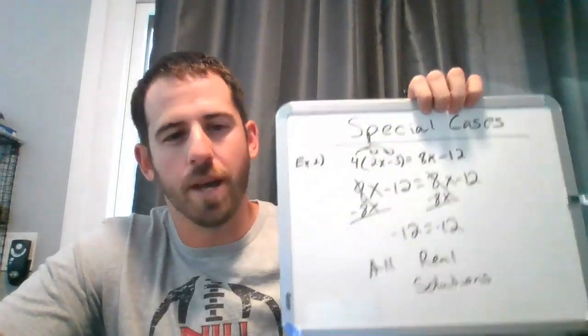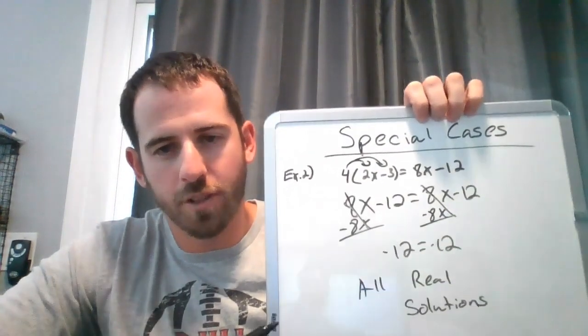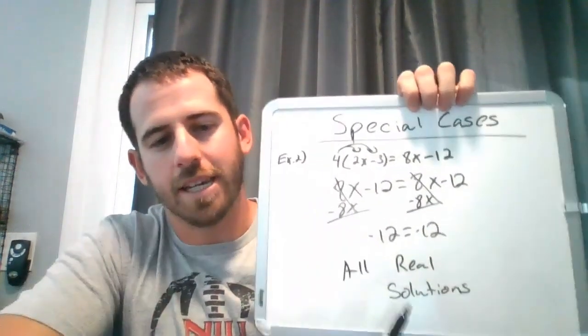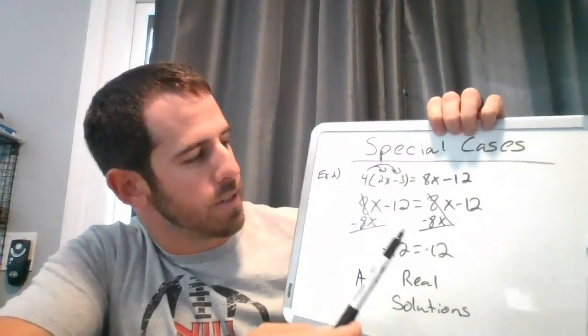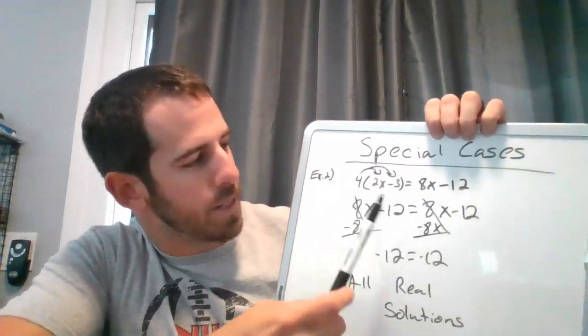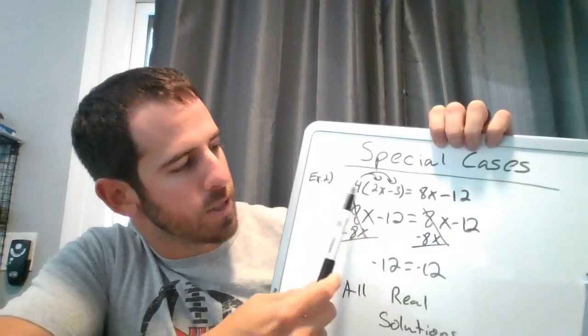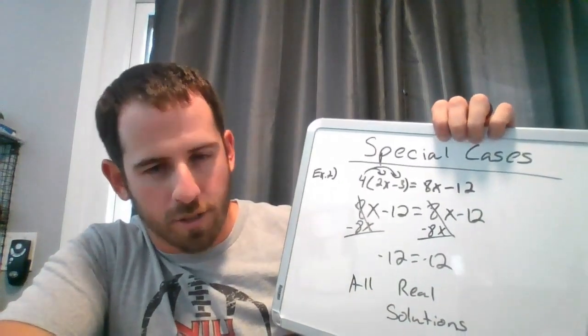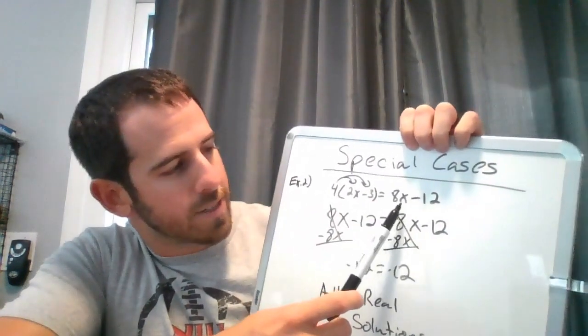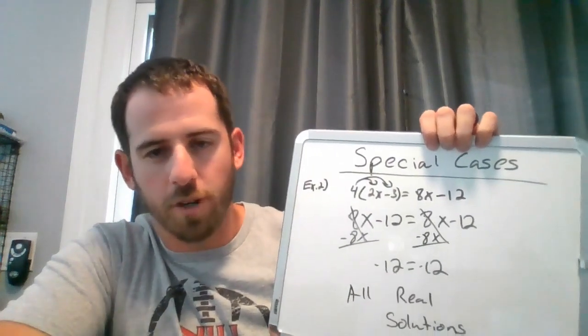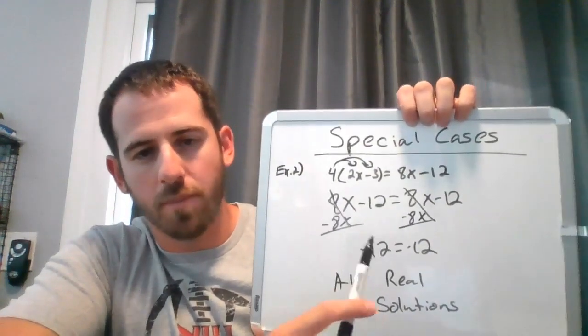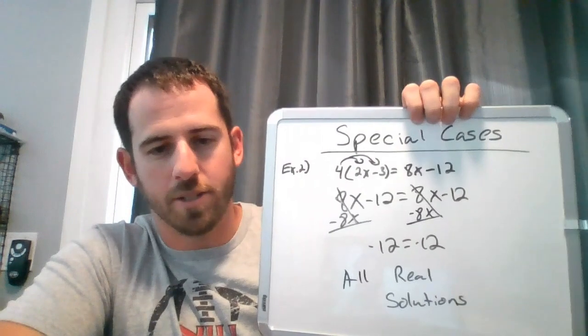Basically what this means is no matter what, whatever you plug in for the x, you're going to get the same result. If I plugged, like, a 2 in for x, I'm going to get 4 minus 3, which is 1, times 4, which is 4. If I plug a 2 in over here, I get 16 minus 12, which is 4. I get 4 on both sides. No matter what you plug into this problem, you're going to get the same answer in the end.